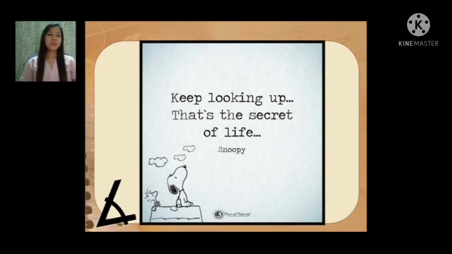I want to leave this quote to you by Snoopy. Keep looking up, that's the secret of life. So instead of looking down being depressed, why not look up? Be grateful to God and have faith in Him.